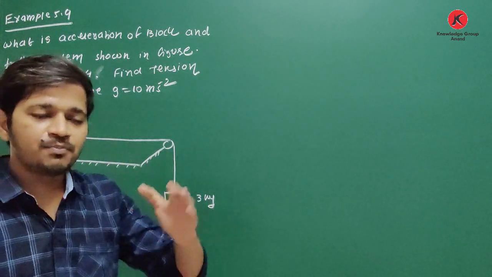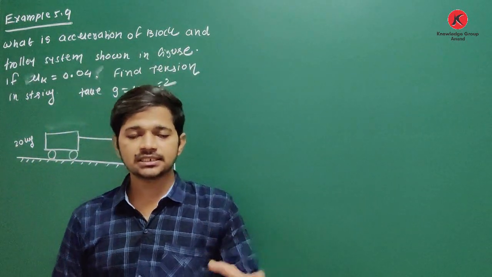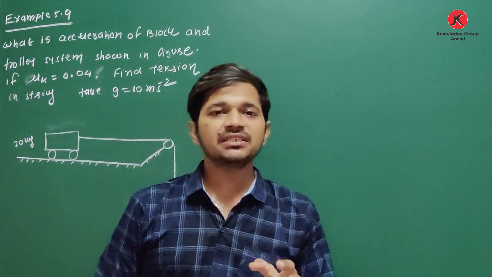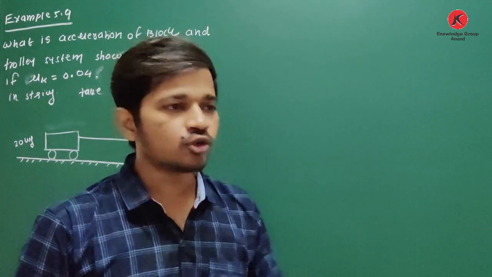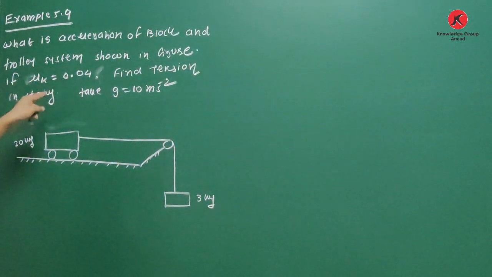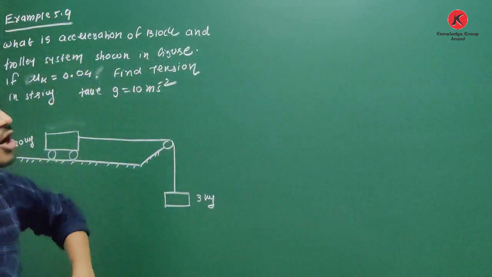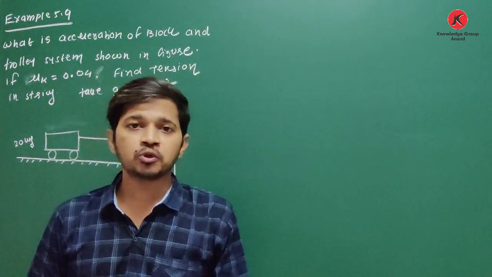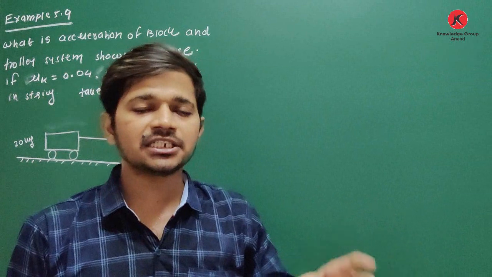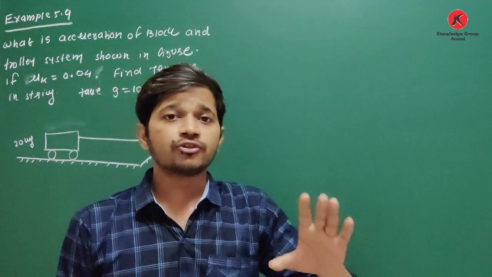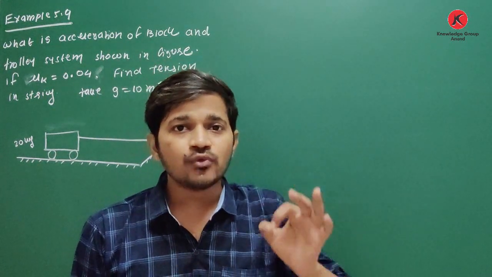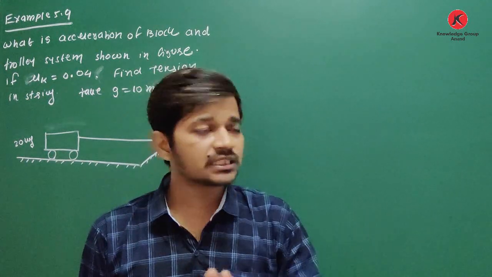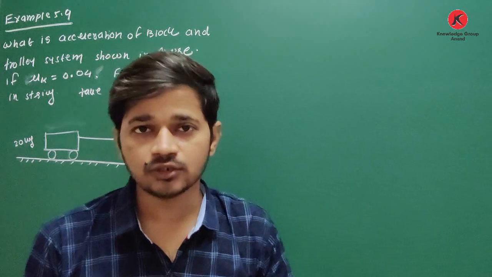Why? In the previous question, we discussed when the system is in equilibrium, meaning sigma F is equal to 0. Here, you have to find the acceleration of the block and trolley system. Remember Newton's first law of motion: if there is acceleration, there is some net force. So here, as we have to find acceleration, sigma F is not 0.